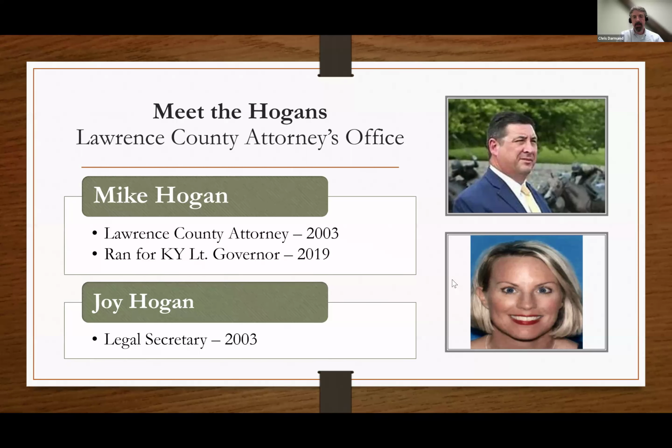Joy Hogan started out as a legal secretary in his private office, and then moved over to the county attorney's office and worked alongside him during that time frame from the 2003 time period through the prosecution.